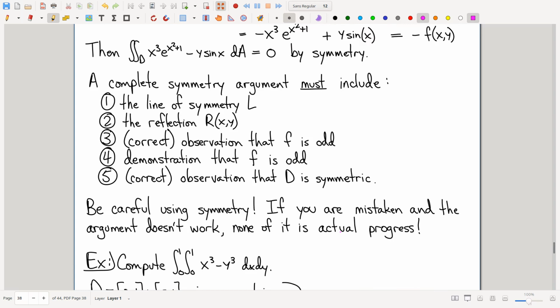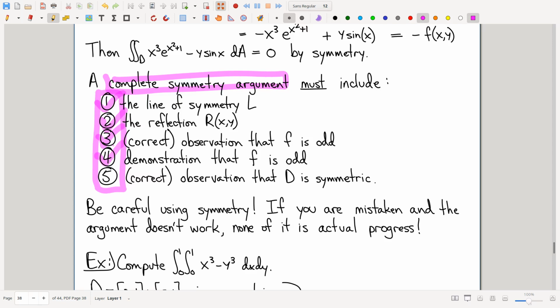So I want to directly and bluntly point out exactly what I consider to be a complete symmetry argument, and it requires 5 things to be done. You have to give me, what is your line of symmetry? There's lots of lines. You got to tell me what your line is. What is the formula for reflection through that line? We're going to need that formula for reflection, so you have to explicitly give it to me. You have to at least state for the record that the function is odd. You also have to demonstrate that the function is odd.